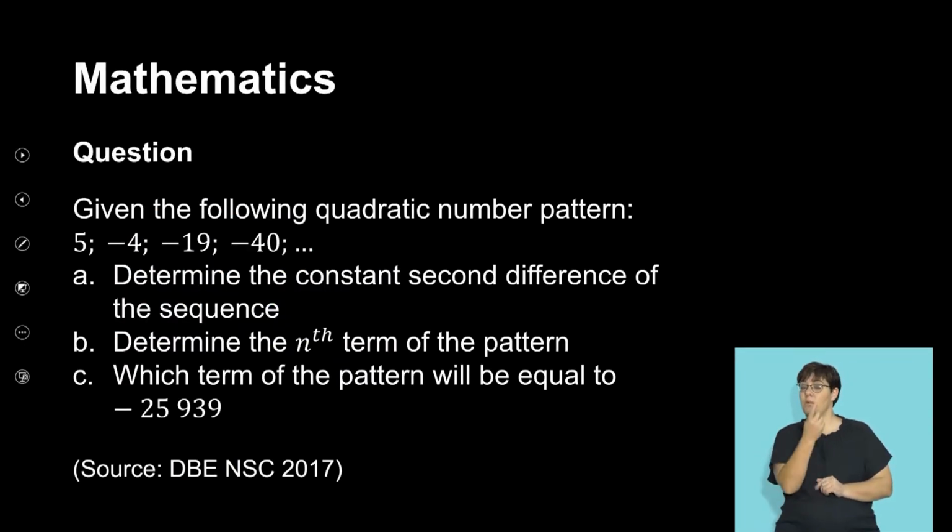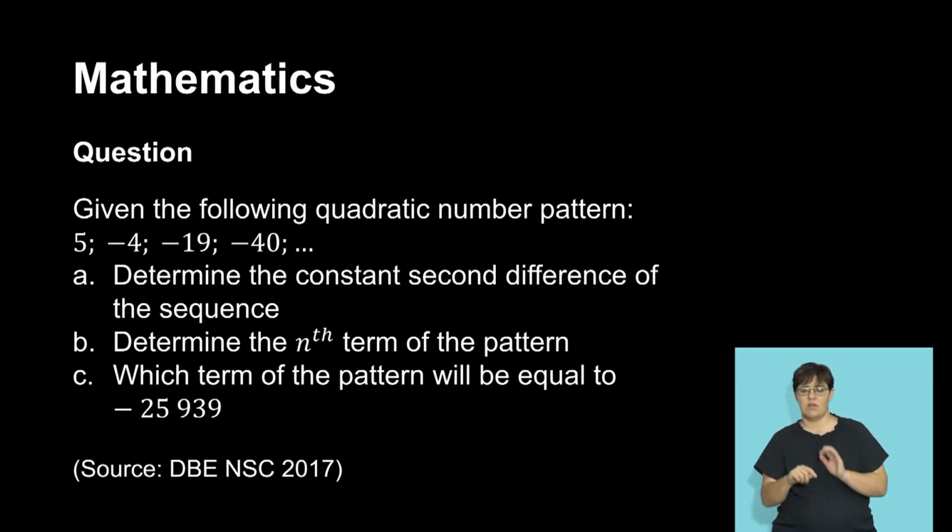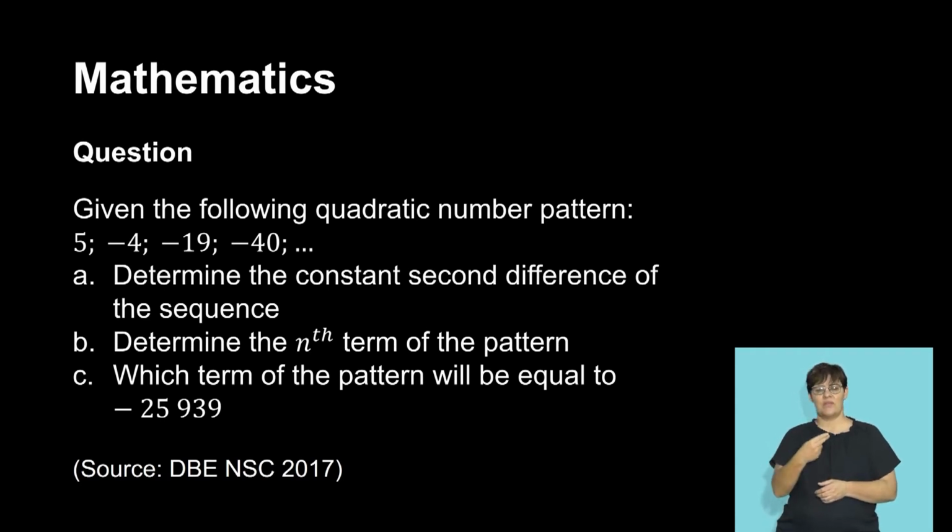So the question says, given the following quadratic number pattern, 5, -4, -19, -40. A is asking us to first determine the constant second difference of the sequence. B is asking us to determine the nth term of the pattern. And lastly, C is saying which term of the pattern will be equal to -25,939. Let's go to the first part.